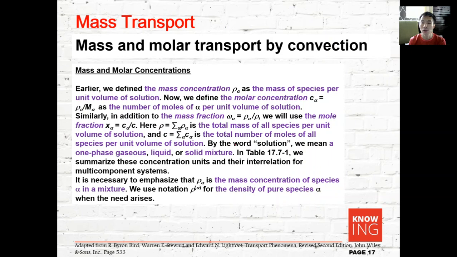So we need to work with both the molar and the mass terms. And the molar concentration can be defined as the density divided by the molecular or atomic weight. With all these definitions, which you can go through yourself in the slides, it is very important that you distinguish between rho alpha as a subscript and rho alpha as a superscript, because the one as a subscript refers to the mass concentration of species alpha in the mixture, whereas the superscript refers to the density of pure species alpha.